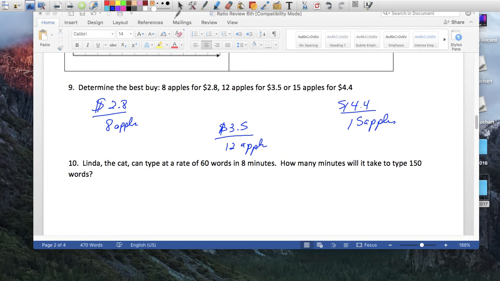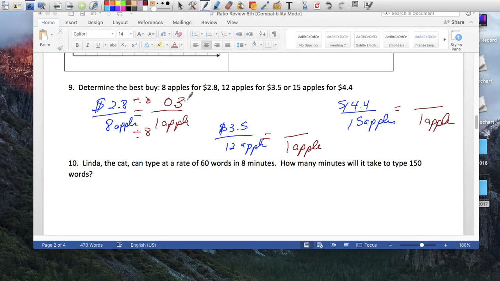Now I'm going to change everything to unit rate. And it's going to be 1 apple. How much is 1 apple? Here too. How much is 1 apple? And here too, it's going to be 1 apple. So when I have something in common, I can actually compare to find out what's the better deal, worst deal, whatever it is. So 8 apples becoming 1, divide by 8. I'll divide the top by 8. So 2.8 divided by 8 is 0.35. So it's 35 cents per apple, not bad price.